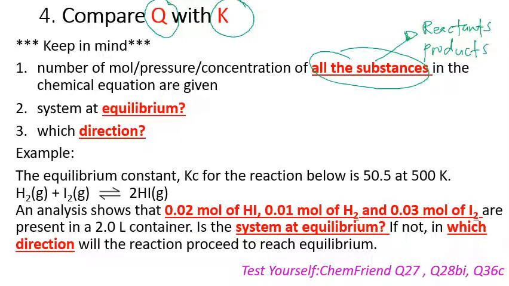Second, the question will ask you, is the system at equilibrium? And then, what is the direction? So let's look at this. Check the first criterion: hydrogen, iodine, hydrogen iodide, all substances in the chemical equation are given. Is the system at equilibrium? This is the second criterion. Which direction? This is the third criterion. So if the question has these three criteria, basically you are going to compare Q with K.